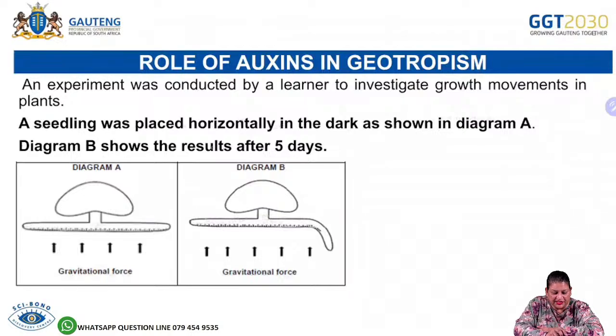Diagram B shows the result after 5 days. So remember, diagram B is not another treatment. Diagram B shows the results of diagram A. You can see that all these dots at the bottom here are what? These are your auxins. How come the auxins went down? Because gravity pulls the auxins down. So this is the force of gravity that's pulling the auxin on the lower side.